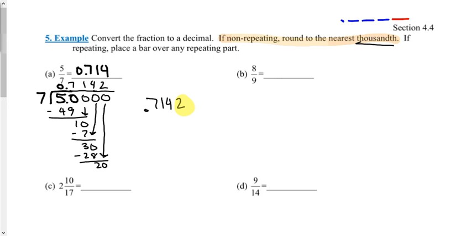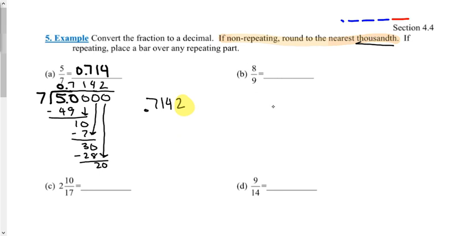This is going to keep going for a while. Like I told you, it's actually 0.714285, 714285, 714285. If you were going to write the whole thing properly, it would look like that. But that's not what our directions say, so you always got to read directions carefully.